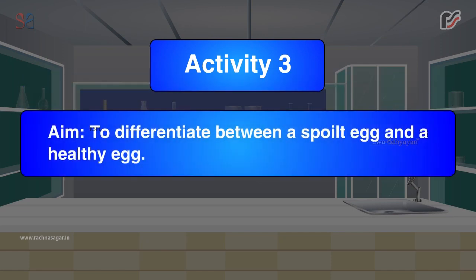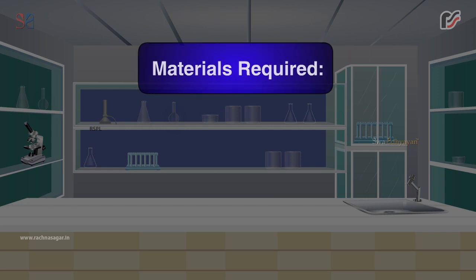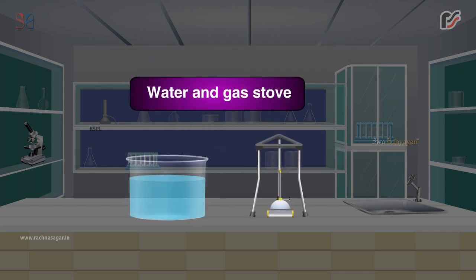Activity 3. Aim: to differentiate between a spoiled egg and a healthy egg. Materials required: some eggs, water, and a gas stove.